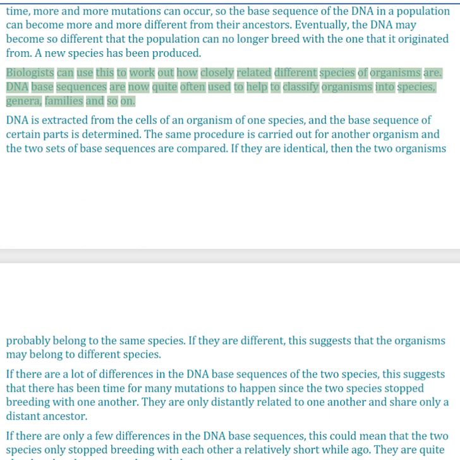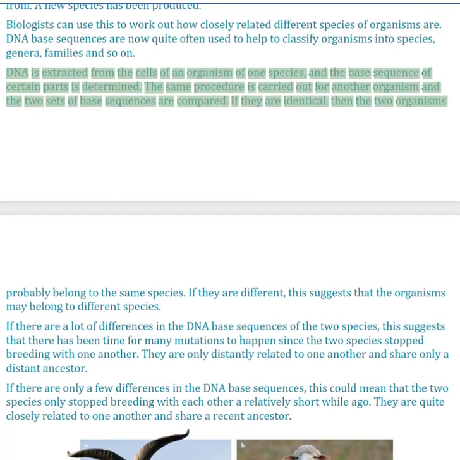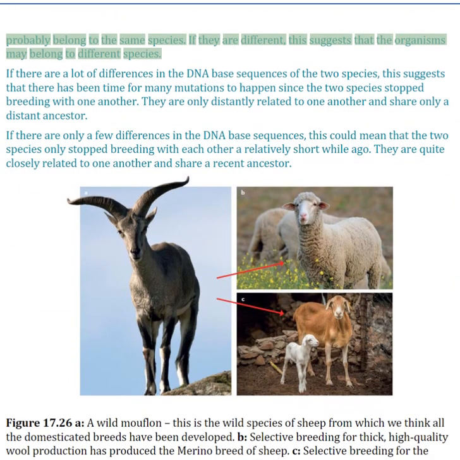DNA-based sequences are now quite often used to help classify organisms into species, genera, families, and so on. DNA is extracted from the cells of an organism of one species, and the base sequence of certain parts is determined. The same procedure is carried out for another organism, and the two sets of base sequences are compared. If they are identical, then the two organisms probably belong to the same species. If they are different, this suggests that the organisms may belong to different species.